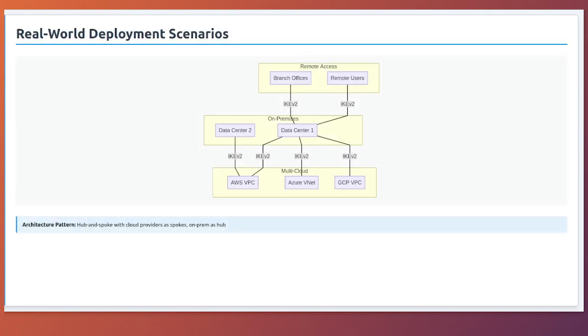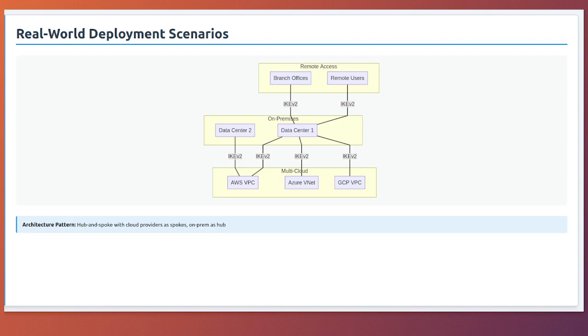Real-world deployment scenarios. Let's examine real-world deployment scenarios where IKEv2 shines. These examples come from actual implementations I have designed and deployed, showcasing different use cases and architectural patterns. The multi-cloud scenario is increasingly common. Here, we are connecting AWS VPCs, Azure VNets, and on-premises data centers in a full mesh topology.